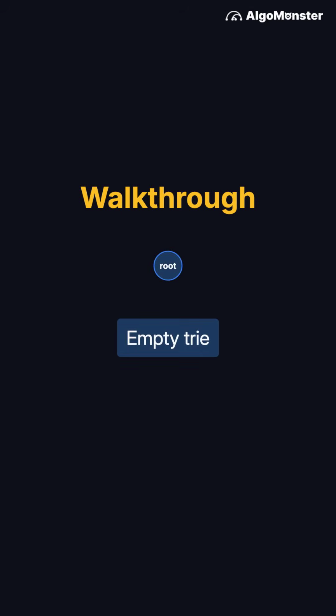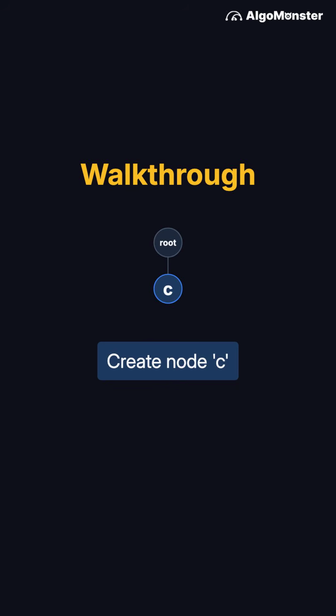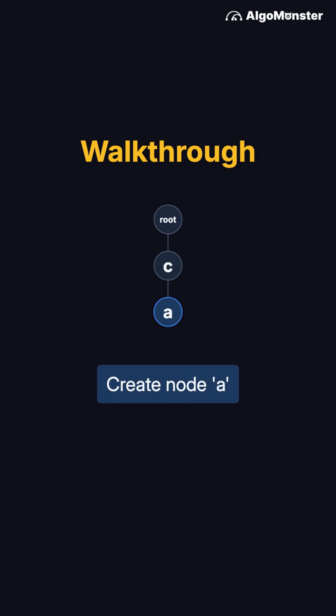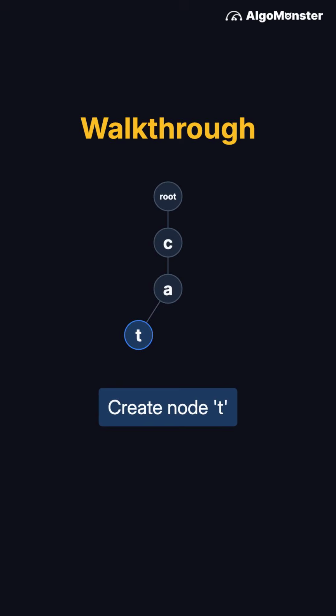Let me walk through an example. We start with an empty trie, just a root node. Insert cat. Look for C at root. Nothing there, so create a C node. From C, look for A. Create it. From A, look for T. Create it. Mark T's isEnd as true because cat is a complete word. The trie now has root, C, A, T.